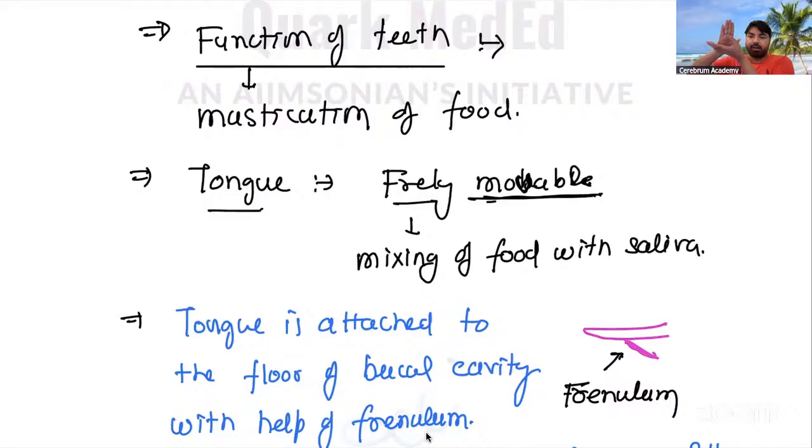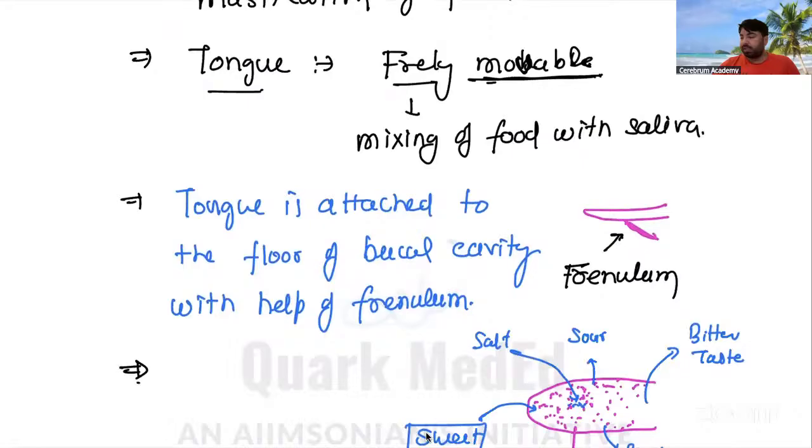Let's say this is the tongue. If you raise your tongue up, you will see one structure like this connected to your tongue. This is called the frenulum. I have shown it in the diagram here. This is the tongue, and this is a band of connective tissue attaching the tongue to the floor of the buccal cavity. So it is called the frenulum.